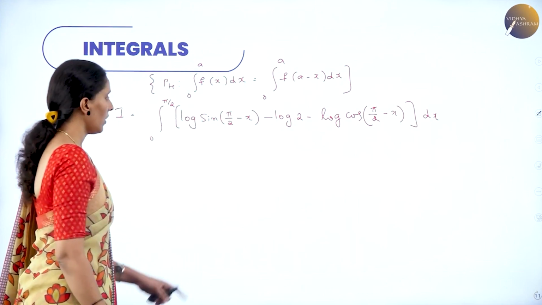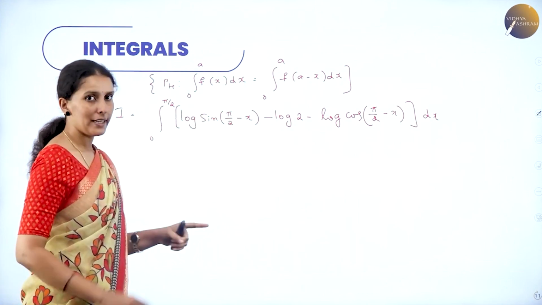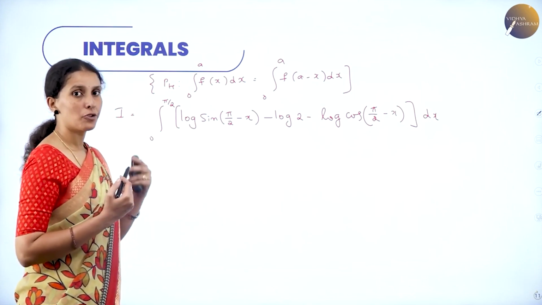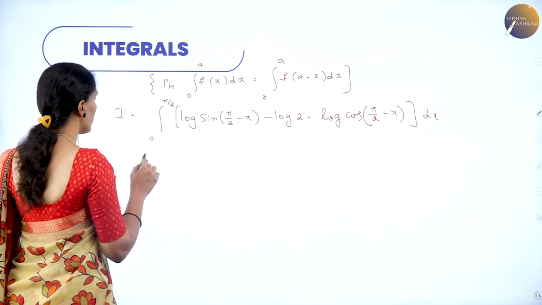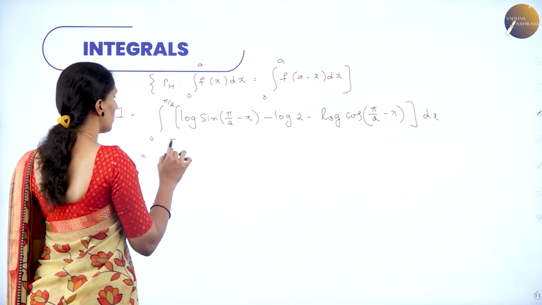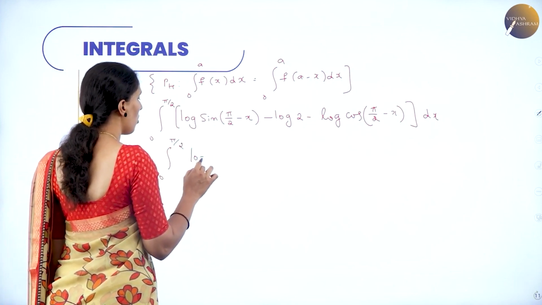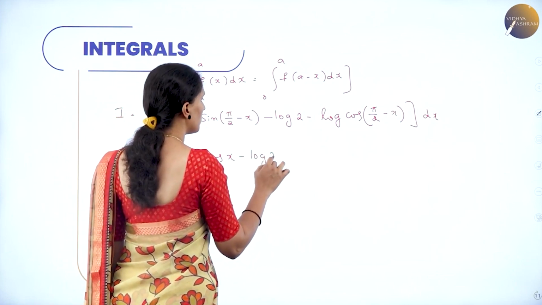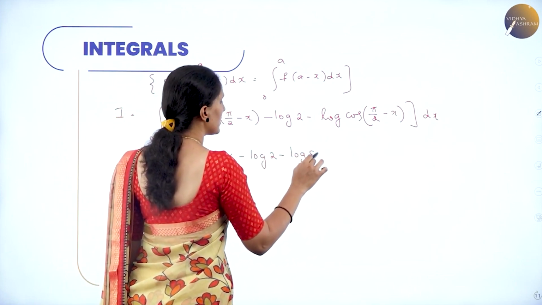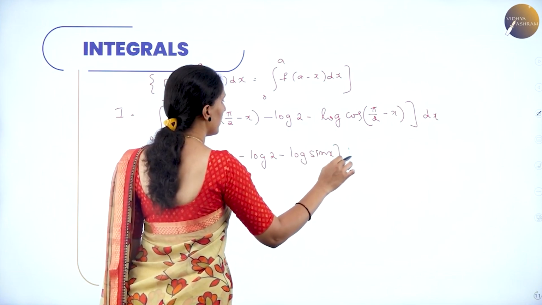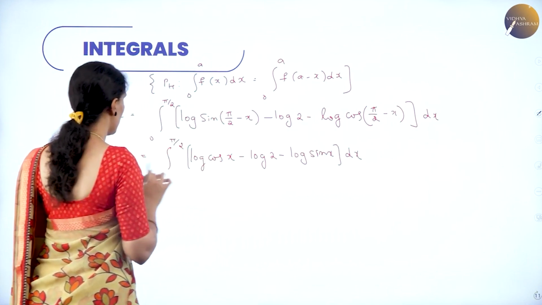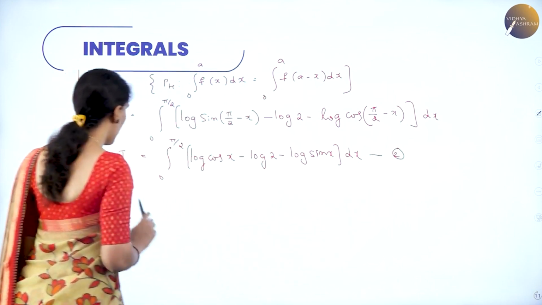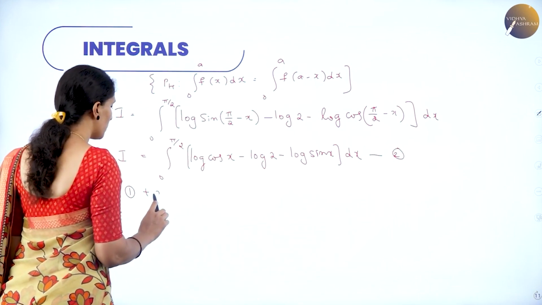Now using the allied angle property, sin pi by 2 minus theta is cos theta, and cos pi by 2 minus theta is sin theta. So this becomes the integral 0 to pi by 2 of log of cos x minus log 2 minus log of sin x into dx. So let me take this as equation 2. Now adding 1 and 2.